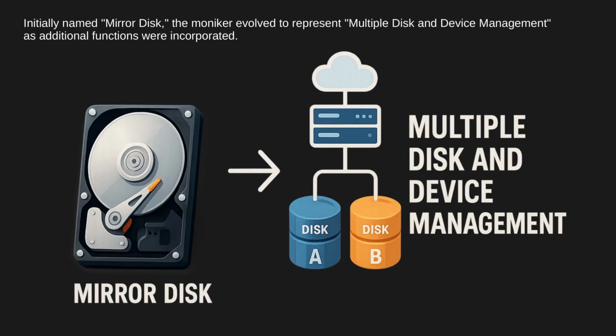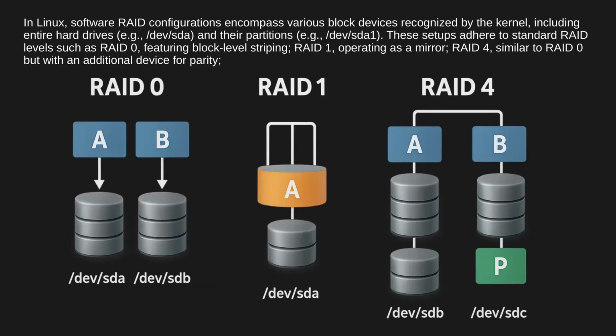Initially named Mirror Disk, the moniker evolved to represent multiple disk and device management as additional functions were incorporated. In Linux, software RAID configurations encompass various block devices recognized by the kernel, including entire hard drives, e.g., /dev/sda, and their partitions, e.g., /dev/sda1.